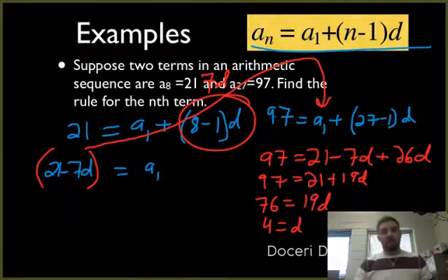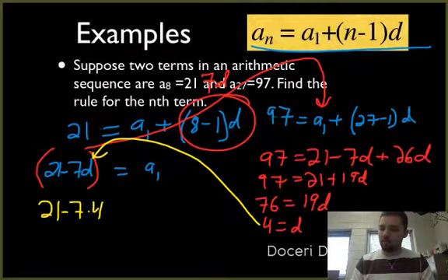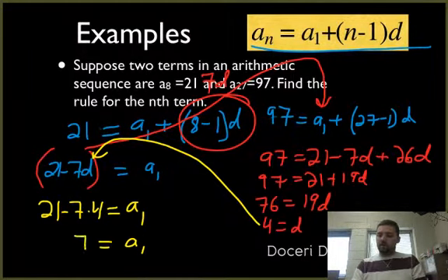And now I just have to go find a sub 1. Well, this shouldn't be difficult at all because I know d now. So I'm going to go back over to this equation that I solved for a sub 1 and plug in 4, which we should be pretty good at by now. 21 minus 7 times 4 equals a sub 1. 21 minus 28, so a sub 1 equals 7.